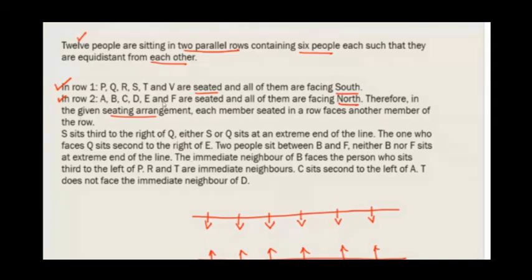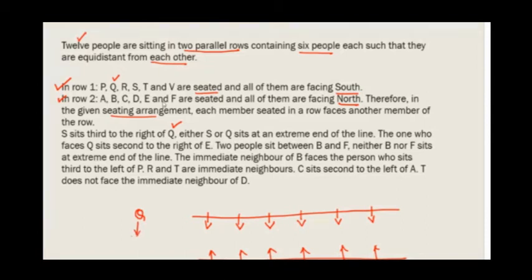Next, S sits third to the right of Q. Now first, I need to mark a place for Q. Then I can find what is third to the right. Now, this is the arrangement. Now let me see, is Q in the first row or the second row? Q is in the first row. So if I take Q here, Q will be facing south.